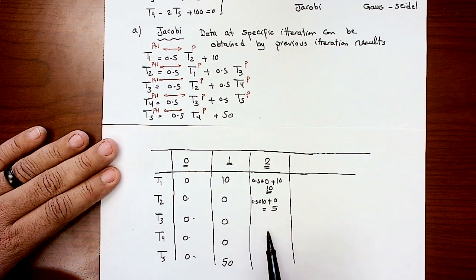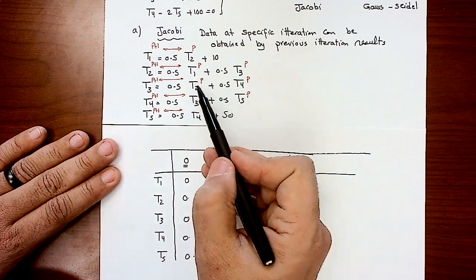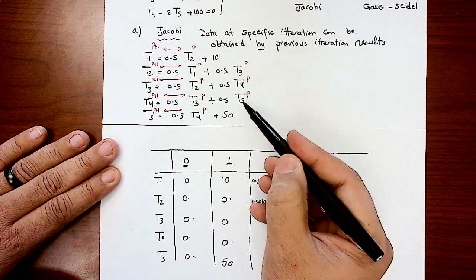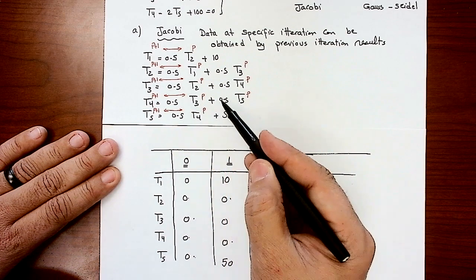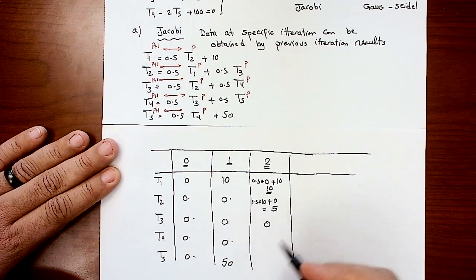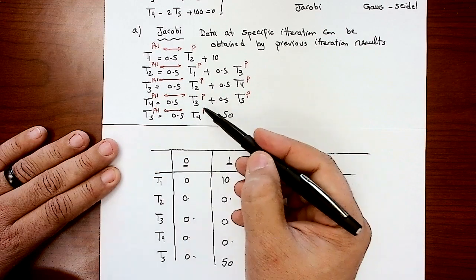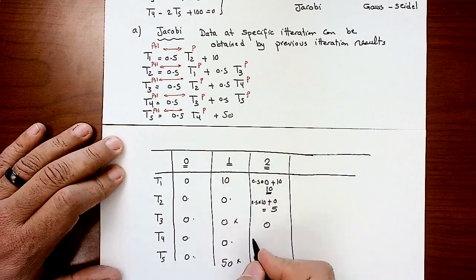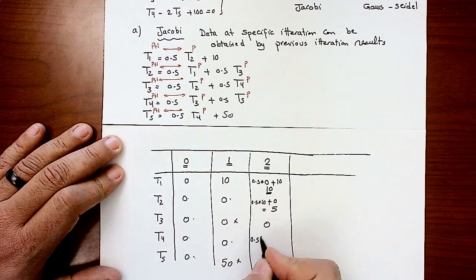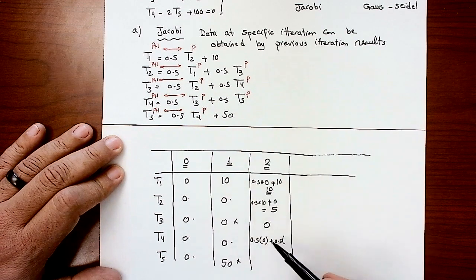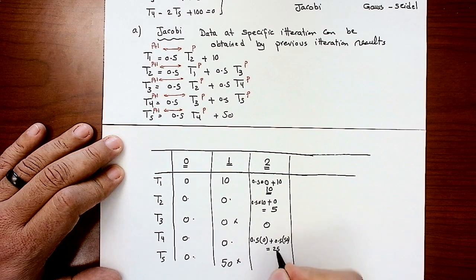Now let's go to the next one. I will take T2 and T4 from the previous step, this value and this value. So you'll have 0.5 times 0, 0.5 times 0. In this equation, you will end up having 0. You go for the next equation, you need T3 and T5. So this equation will be 0.5 times T3, which is 0, plus 0.5 times T5 from the previous step, which is 50. So I'll end up having 25.